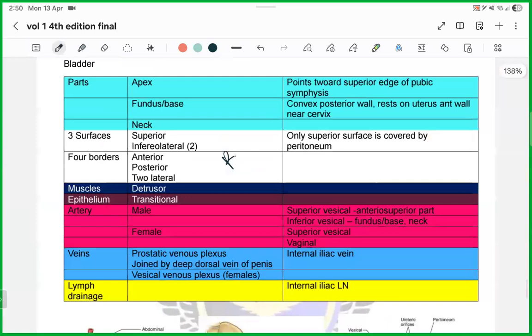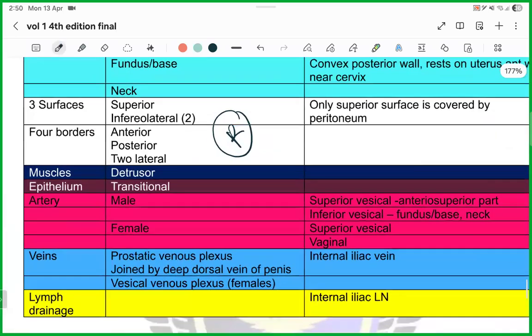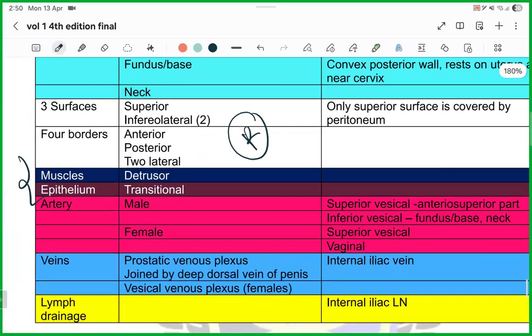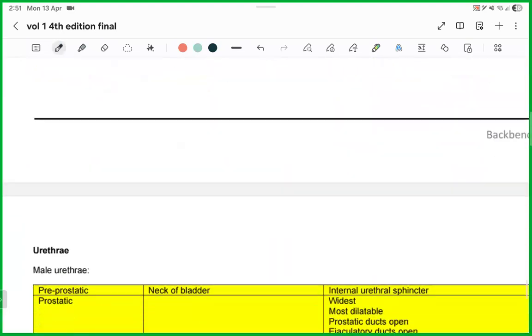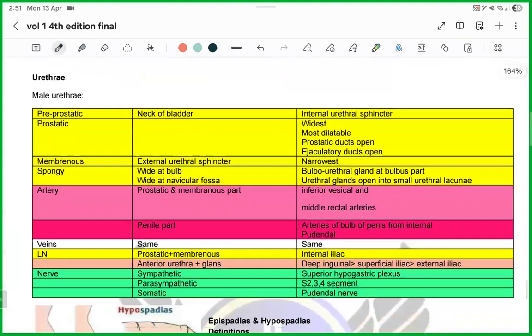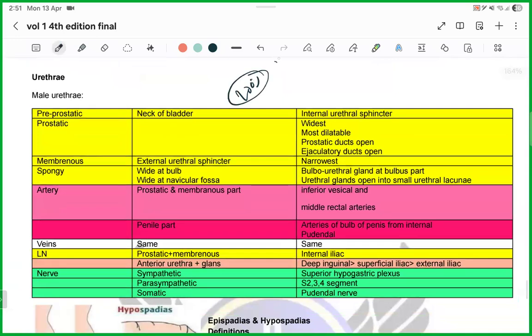Bladder. Give it a reading. Nothing important except these two lines. Artery, you already know: superior vesical, inferior vesical. Just these two lines: the musculature is the detrusor muscle and its epithelium is called transitional epithelium. Other than that, nothing is important. Then you go to the urethra. Male urethra is 100% important, just the way I have shown you. Prostatic urethra is the widest, most dilatable; prostatic ducts open, ejaculatory duct opens.